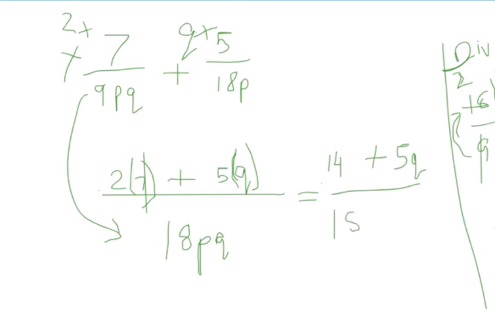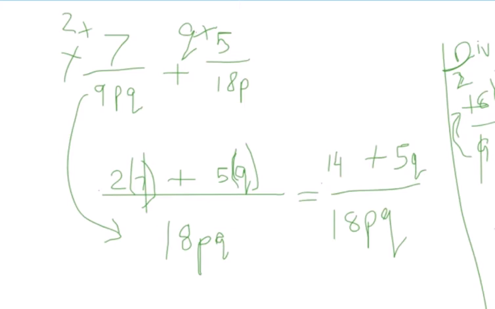There is nothing more I can do to this sum because I have 14 plus 5q, and I cannot add terms that are not similar. If I had a q at the 14, I could have added. But I have 14 plus 5q, so I cannot add that. So that's the end of this question.